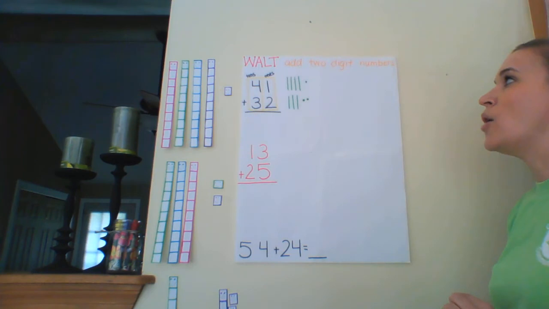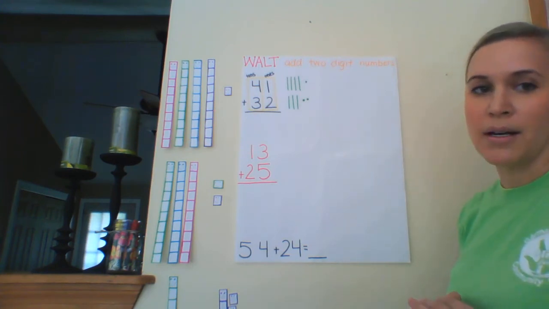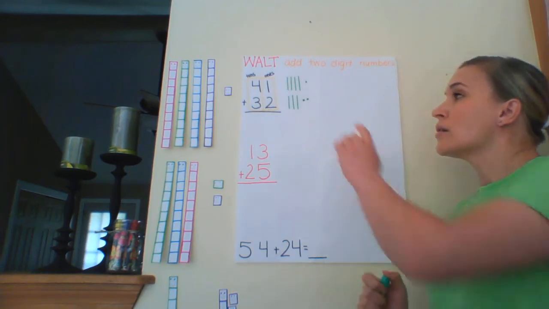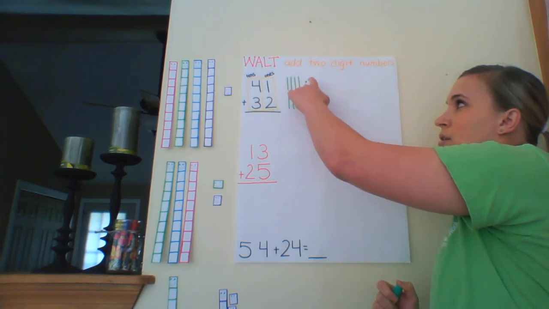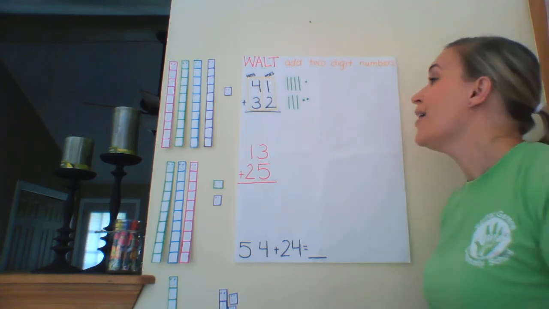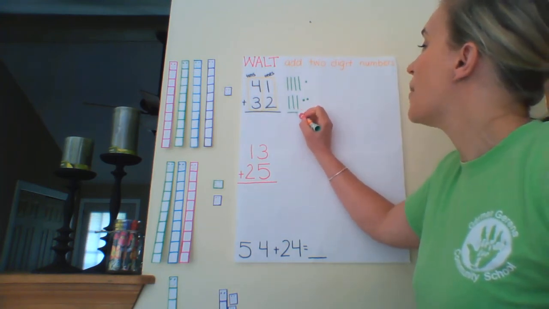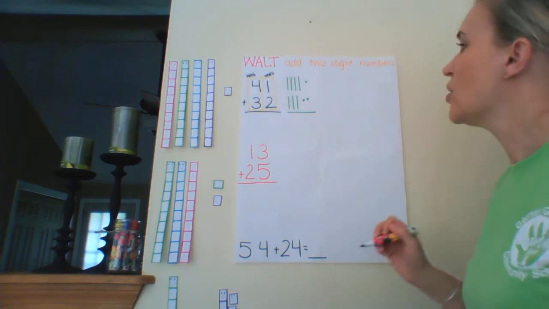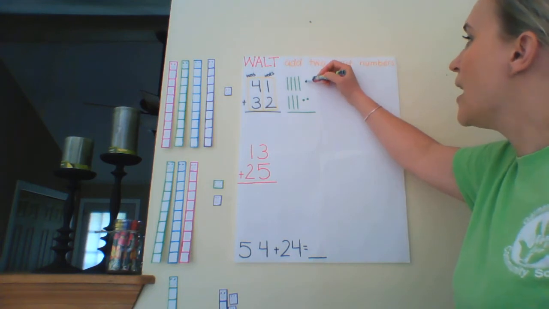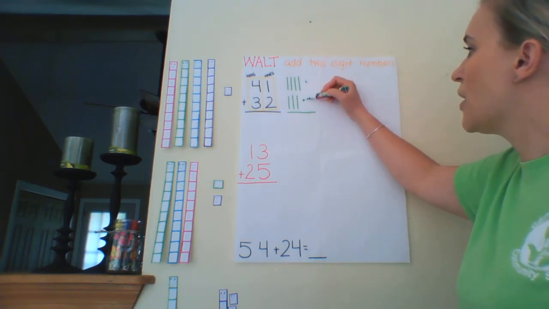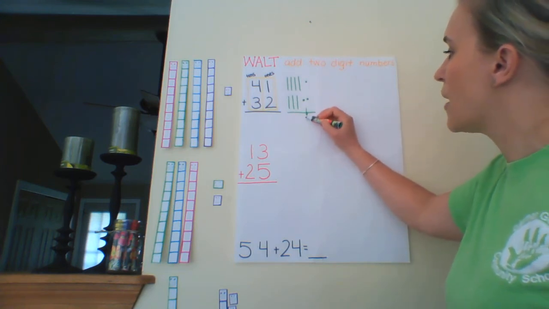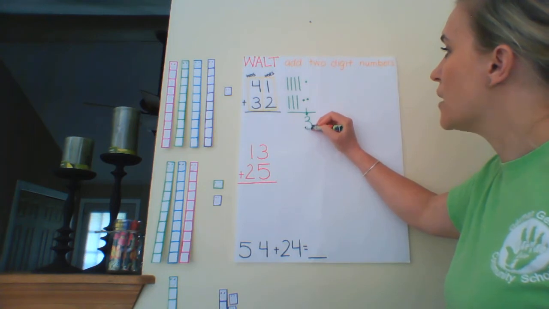So I've drawn out both of my 2-digit numbers, my numbers with tens and ones. When you draw your tens and ones, you draw the tens first and then you draw the ones. However, when you add, you start by adding the ones first. So if I were to count my ones first and add them together, I have 1, 2, 3 ones. So right under my 3 ones, I'm going to write the number 3.